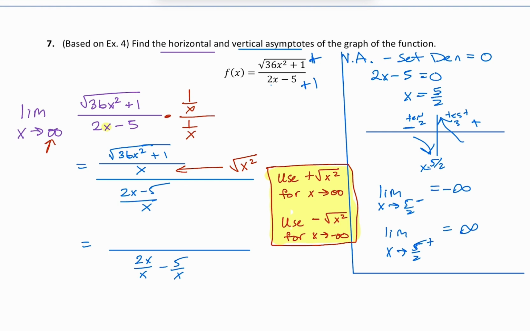So I'm going to replace that x with a radical x squared. And since I'm going to positive infinity, I use the positive radical x squared. And now I can bring that into the square root with the 36x squared plus 1. Now I can take the square root of the whole thing.